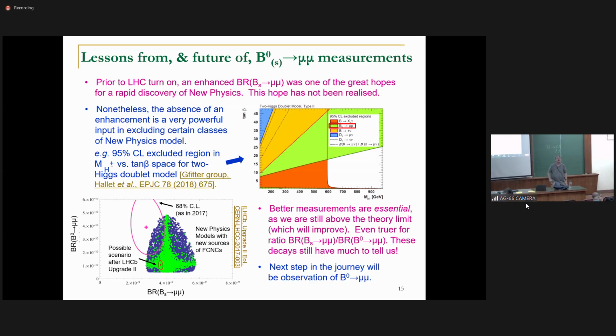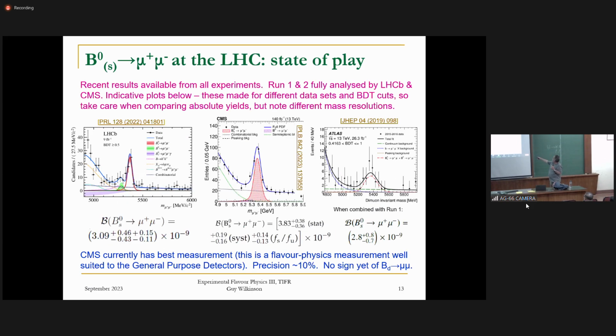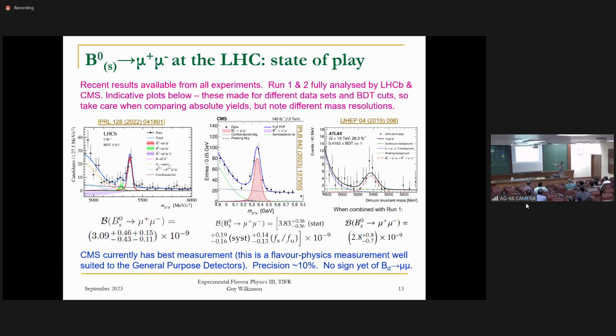Two questions. There is no mention of Atlas. What capability is Atlas now? It's there, Atlas. Well, you can see it. They have not analyzed all of their run 2 data. Atlas for this analysis is the poor relation because it has rather poor mass resolution. So it will never compete with LHCb or CMS.